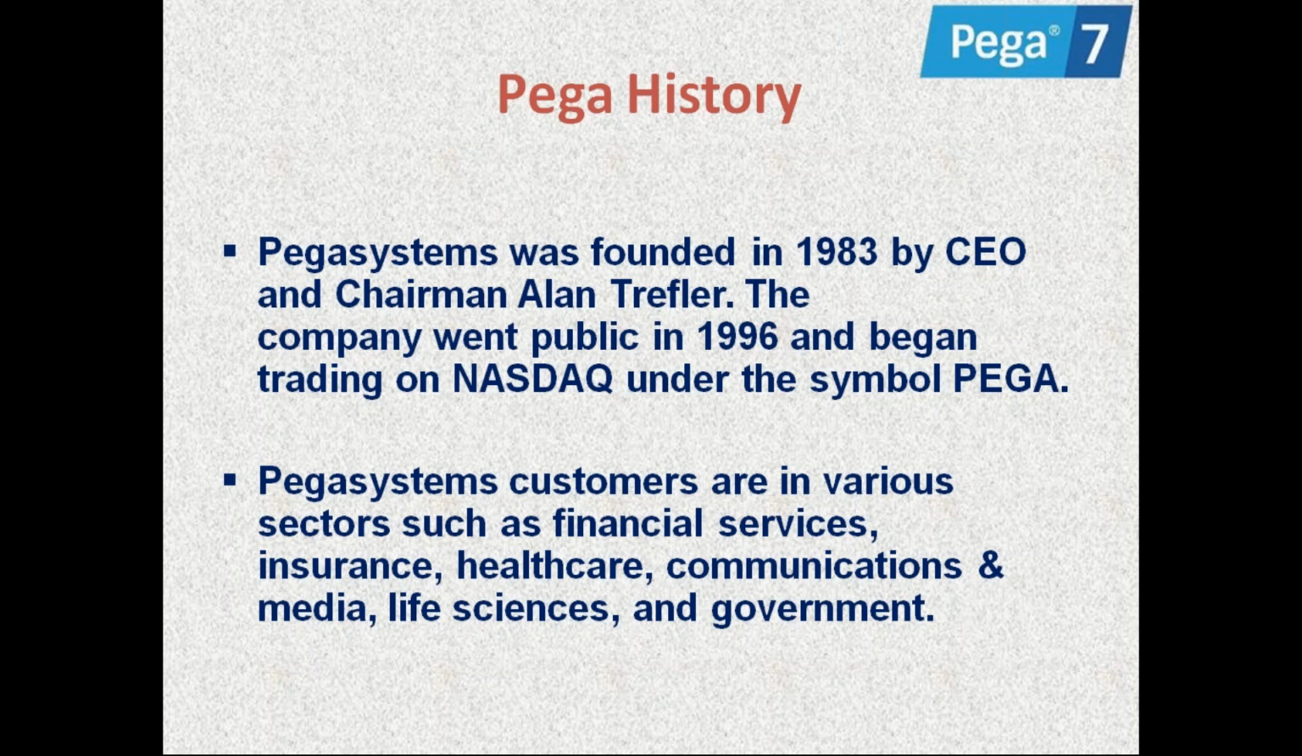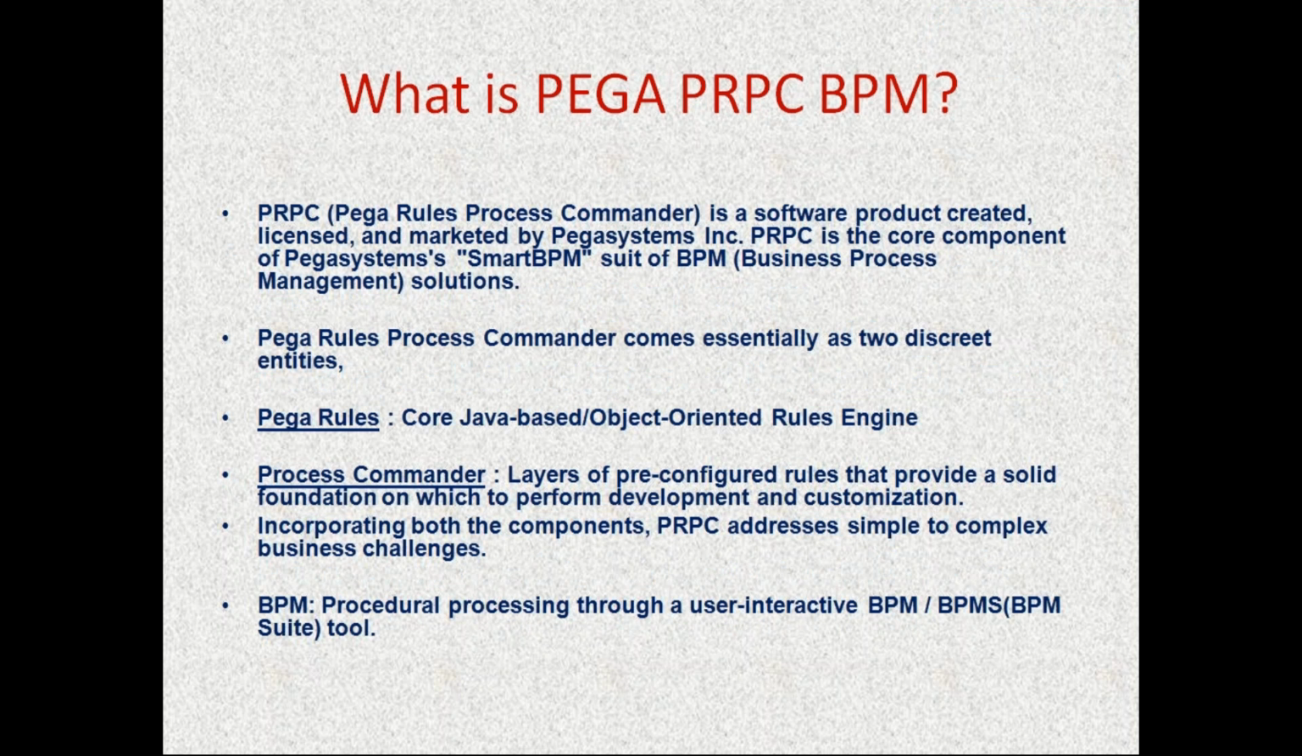So right now these are all the different types of domains: the marketing sector, government sector, media sector. In all these domains, Pega products are developed. In detail, Pega PRPC is a licensed product, not freeware, which is marketed by Pegasystems. And this BPM is a part of the Pega PRPC setup.